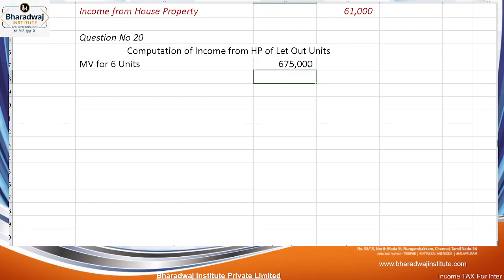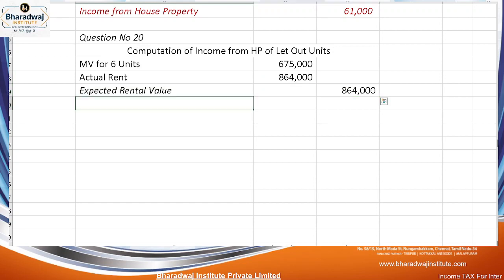Then actual rent should be worked out for the entire 12 months for the 6 units; vacancy allowance can be claimed later. 12,000 into 12 into 6 units. Since standard rent is not given, whichever is higher is taken as expected rental value, minus vacancy allowance.